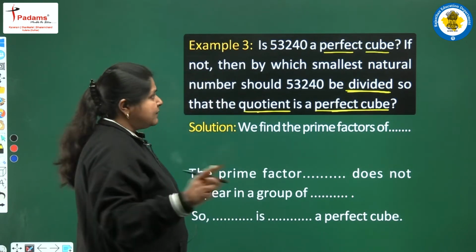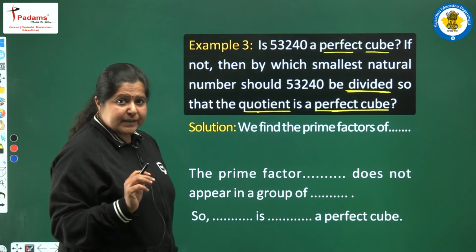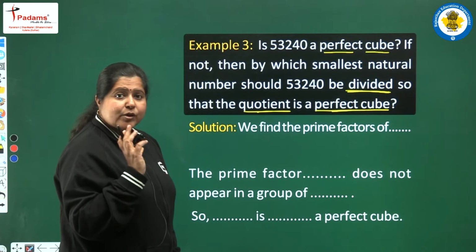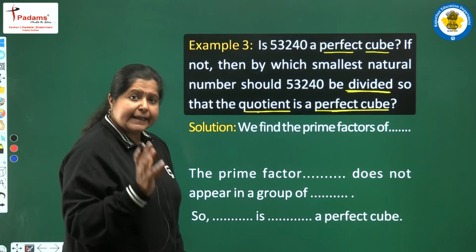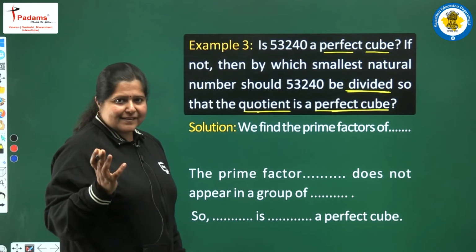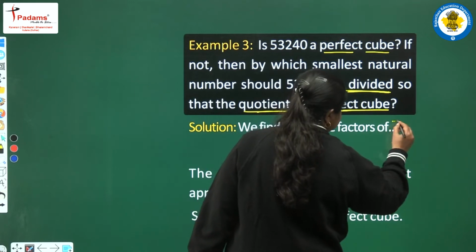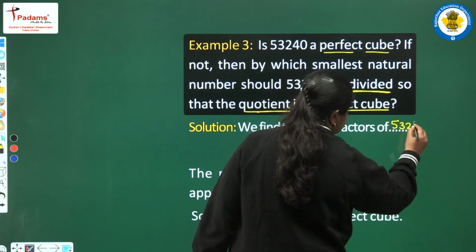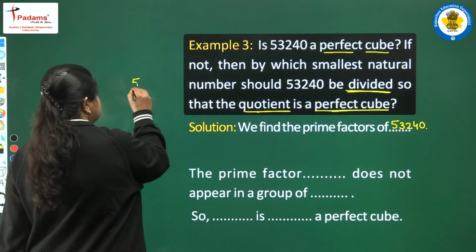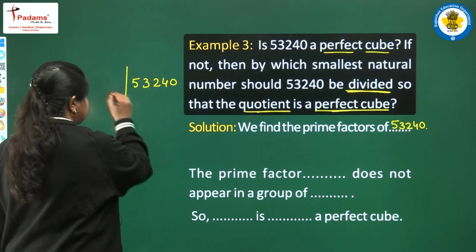So first we solve the first part and then we will come to the second part. In the second part it has been asked कि अगर ये perfect cube नहीं है तो वो smallest natural number बताइए जिससे इसको divide करेंगे अगर, तो हमें एक perfect cube number मिल जाएगा. This is the question. So first we find the prime factors of 53,240. Let us find it. 53,240. Draw a vertical line.